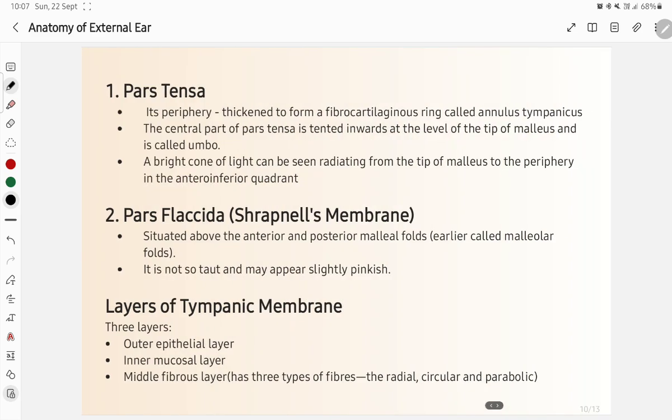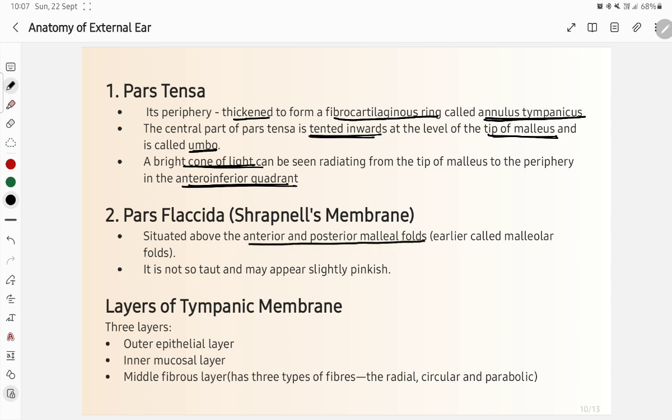Pars tensa, its periphery is thickened to form a fibrocartilaginous ring, which is known as annulus tympanicus. The central part of the pars tensa is tented inwards at the level of the tip of malleus and is called umbo. A bright cone of light can be seen radiating from the tip of malleus to the periphery in the antero-inferior quadrant. The pars flaccida is located above the anterior and posterior malleolar folds. It is not so taut and may appear slightly pinkish.